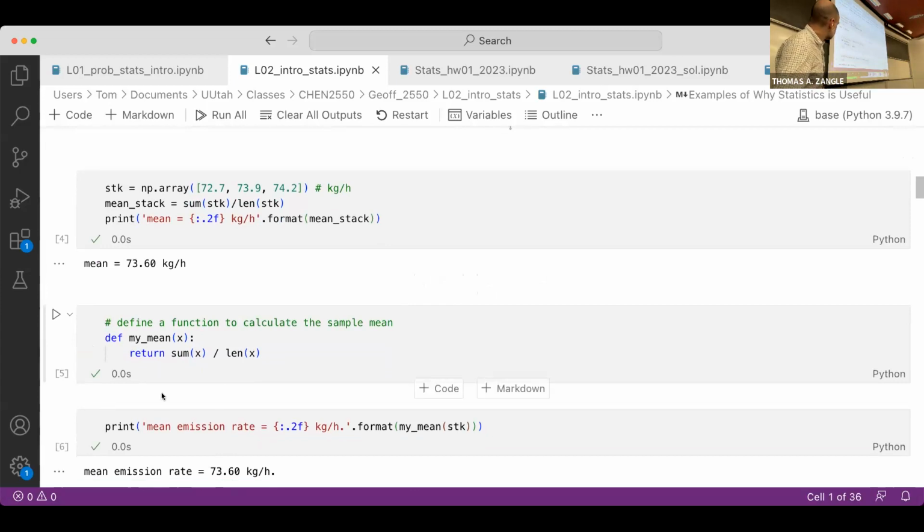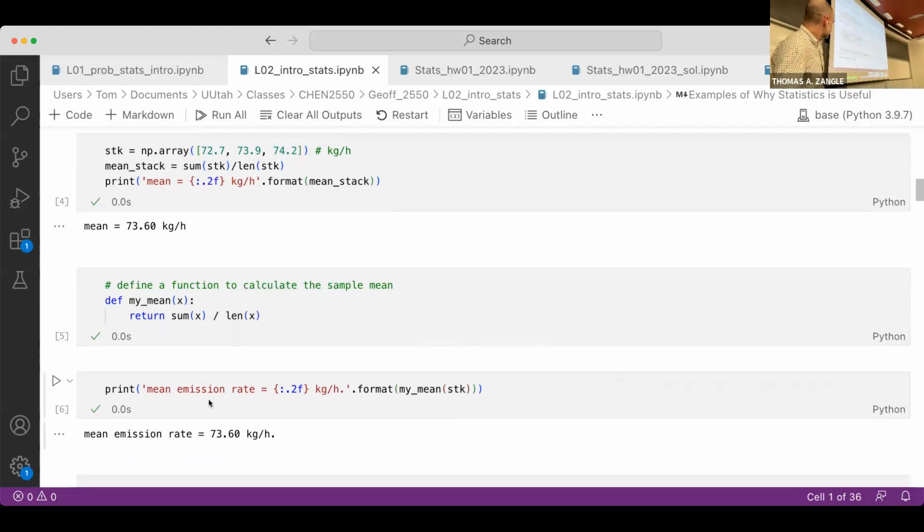We can also do this by defining a function. We define a function called myMean of x, and it just returns the sum of x over the length of x, where x is a NumPy array. If we use that, we can print out myMean of that stack NumPy array, and we get the same answer.